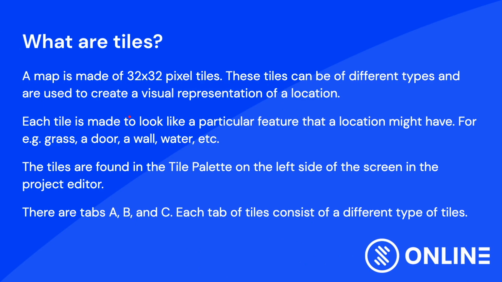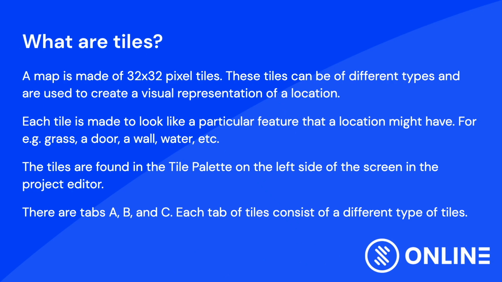And so what are tiles? A map is made out of 32 by 32 pixel tiles, and we're going to show you how small that actually is. These tiles can be of different types and can be used to create a visual representation of a location. Basically, it allows us to design how our game looks.